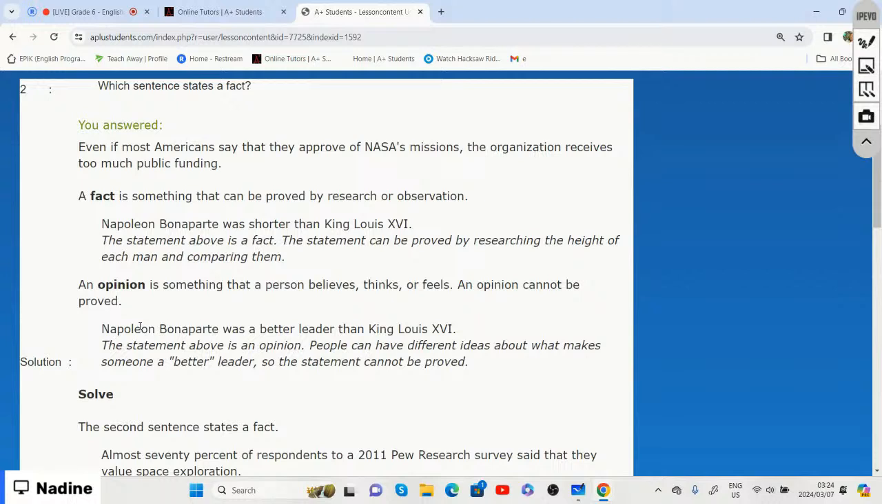Then we have an opinion, and an opinion is something that a person believes, thinks, or feels.